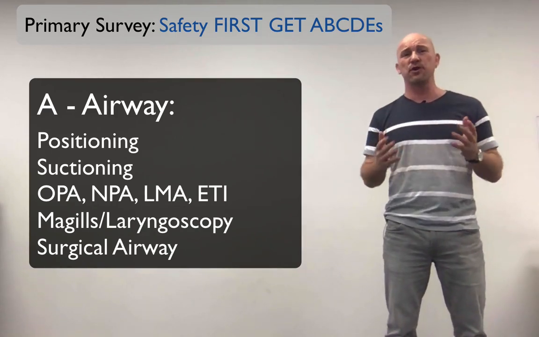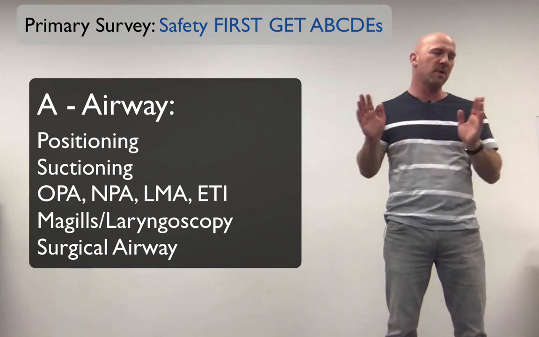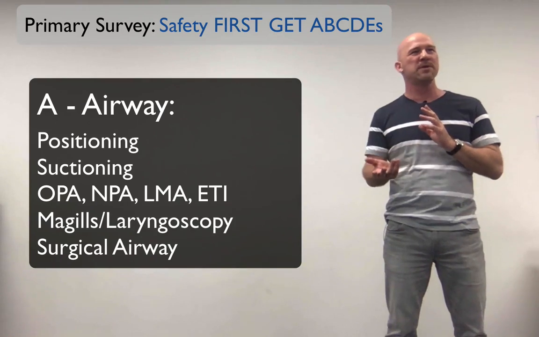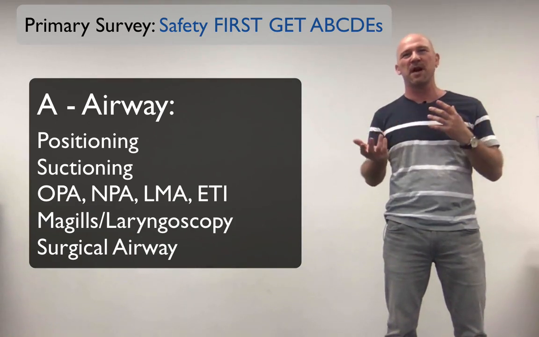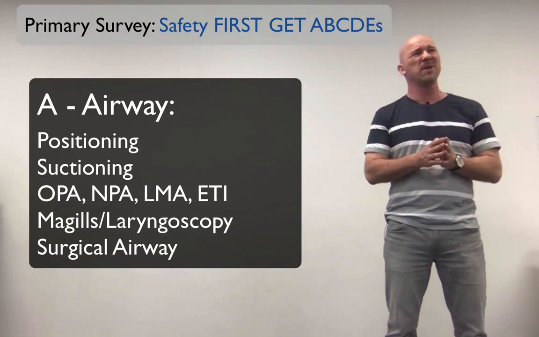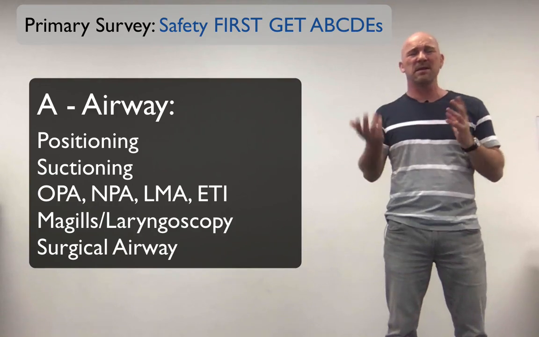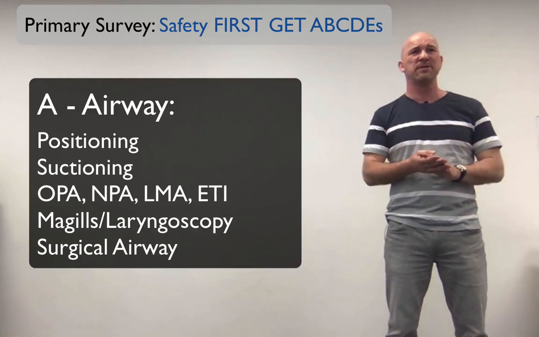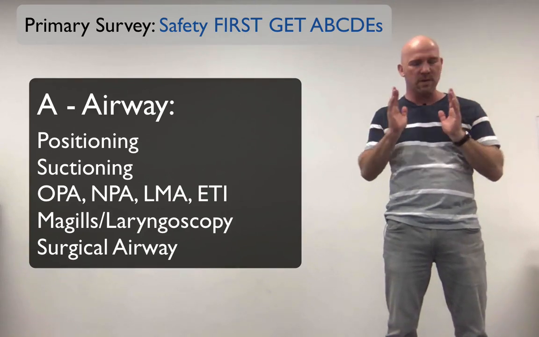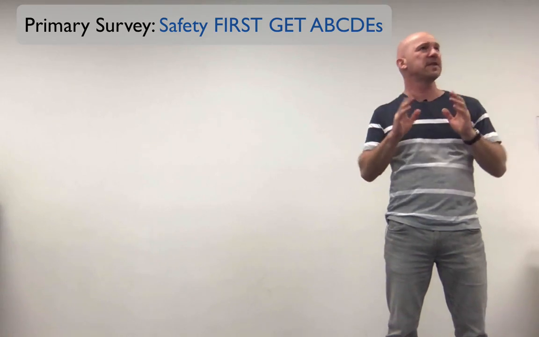So I would ideally like her to be sitting upright, not lying flat. And she is self-supporting upright, so I'm okay with that. Do I need to start thinking about foreign body airway obstructions, McGill forceps, laryngoscopy? No, she's talking to me, so I'm not going to worry about that. Do I need to worry about an OPA, an NPA, suctioning, laryngeal mask, endotracheal intubation, surgical airways? Nah, she's talking to me, so she's got a patent airway, so I'm happy with that. Okay, so that's my airway. I've got my safety first, get airway.